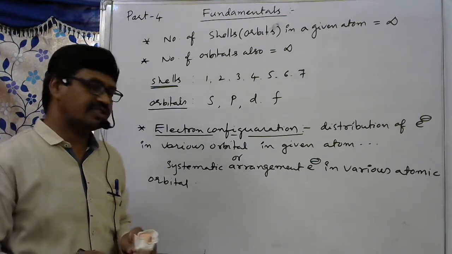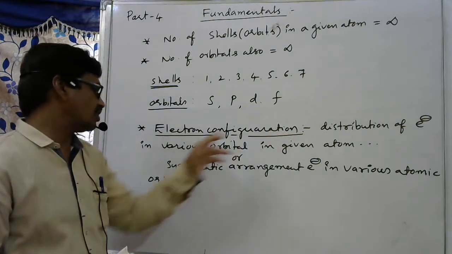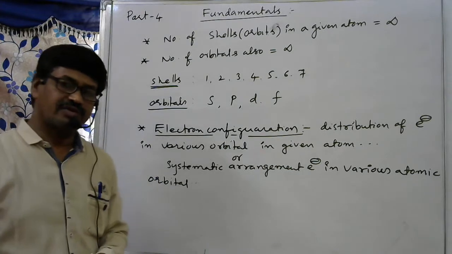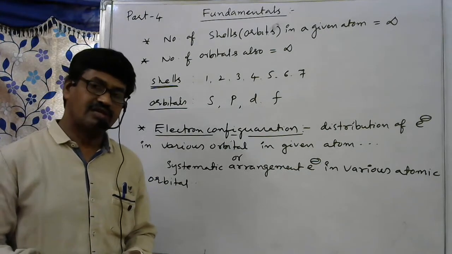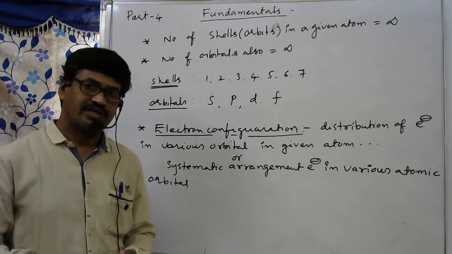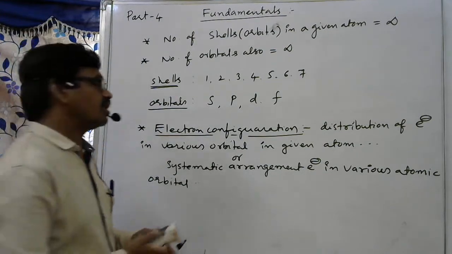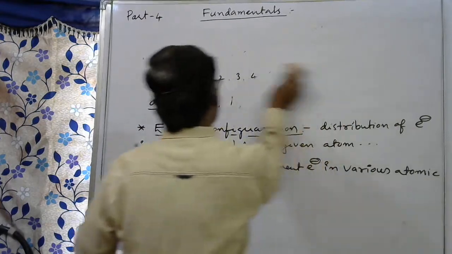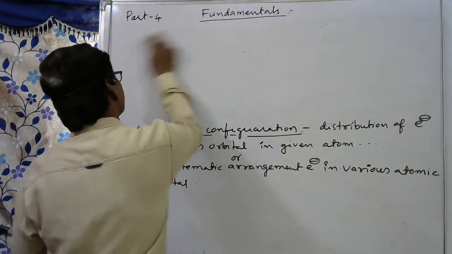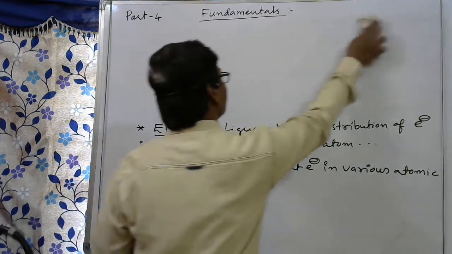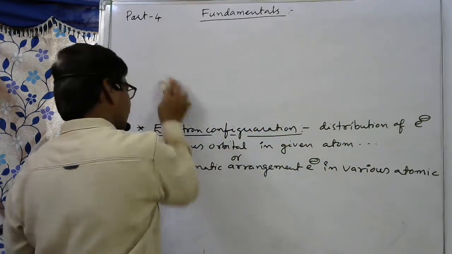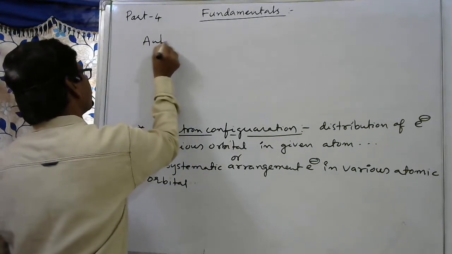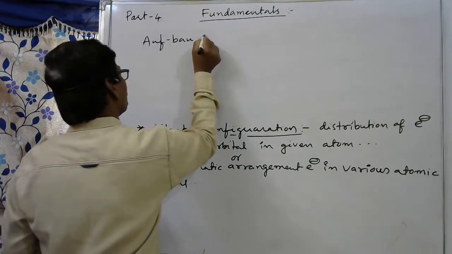This electron configuration, otherwise distribution of electrons in various orbitals or systematic arrangement of electrons in various orbitals, depends on different rules. Electron configuration rules we have. Among those, the first rule is the Aufbau principle. How electrons enter into different orbitals in a given atom is decided by the Aufbau principle. Aufbau rule, Aufbau principle.